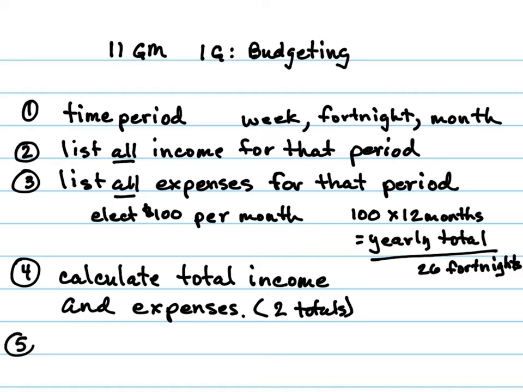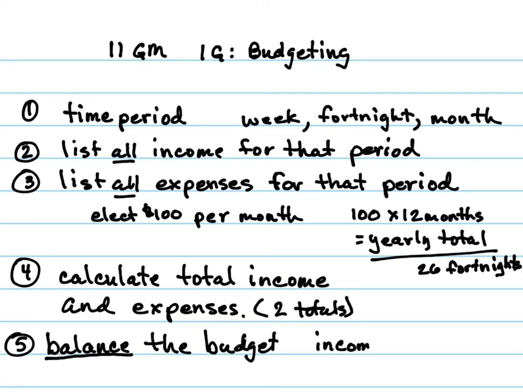Now what we're going to do is something called balance the budget. And it's really important that you understand that this word balance is a part of the budgeting language, okay? And we need to balance the budget by simply taking our income minus our expenses, right? So it's just as simple as taking those two total columns that you just created and subtracting them. Make sure you subtract them in the right order, right?